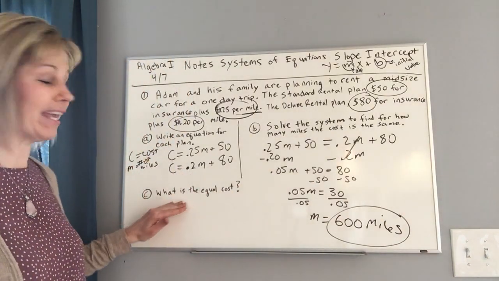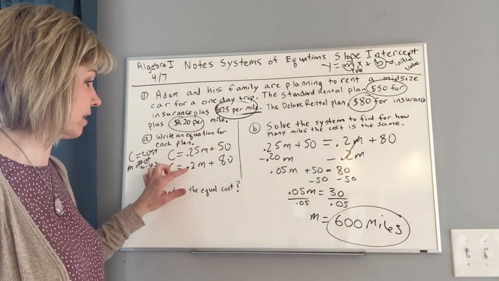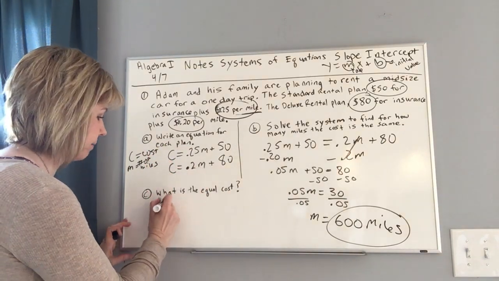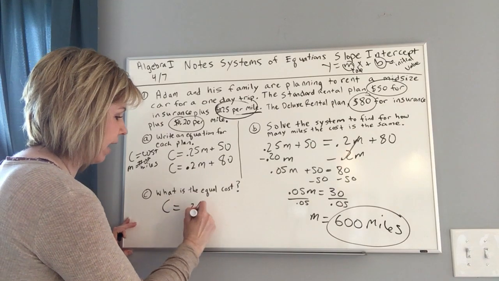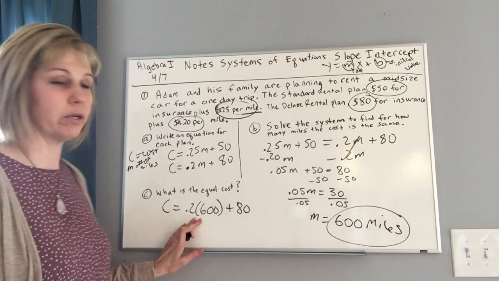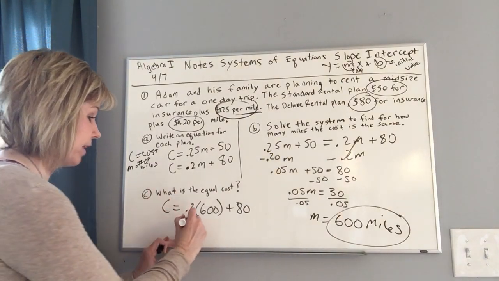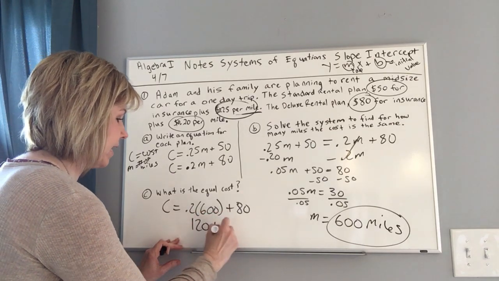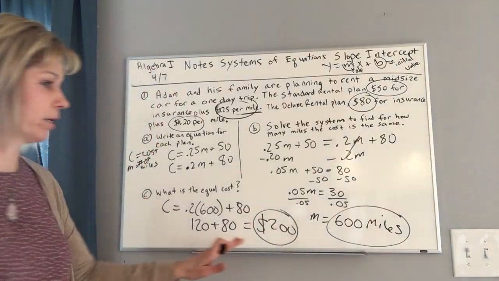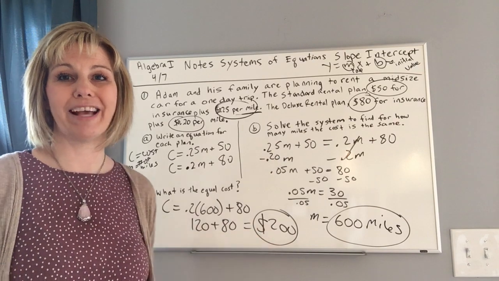And then part C, what is that equal cost? That's just plugging it back in to find the cost. You could plug into either one, it doesn't matter. I'm going to plug it into the smaller one. My cost is 0.2 times the miles, which is 600, plus 80. So 0.2 times 6 would be 12, but you have a decimal place, so 120 plus 80, which would be 200. Make sure you label it. At 600 miles, it will cost $200.